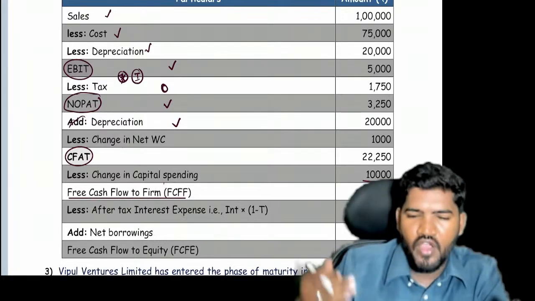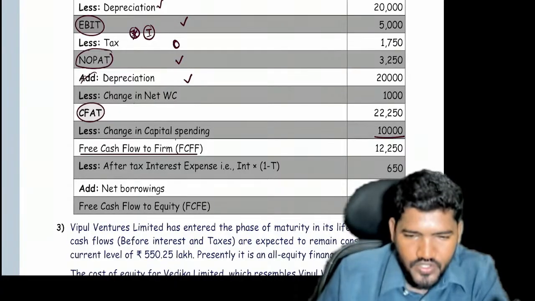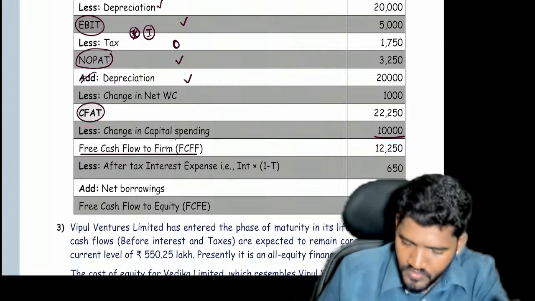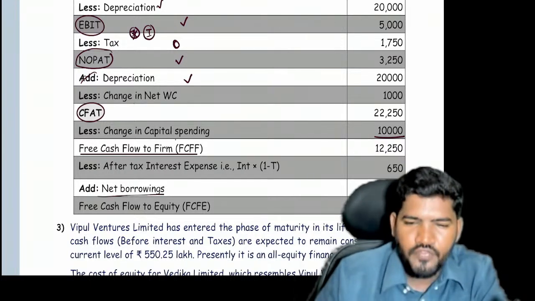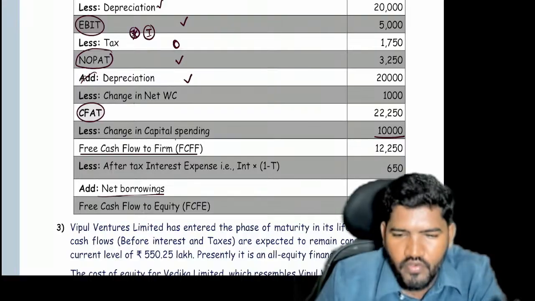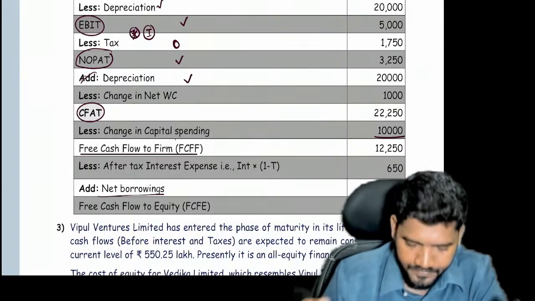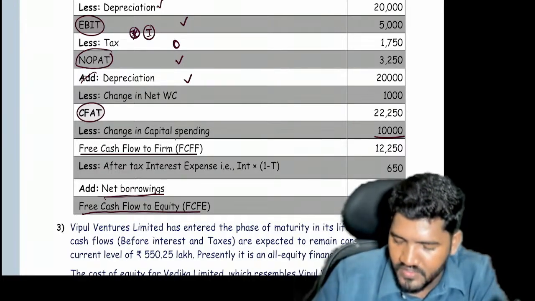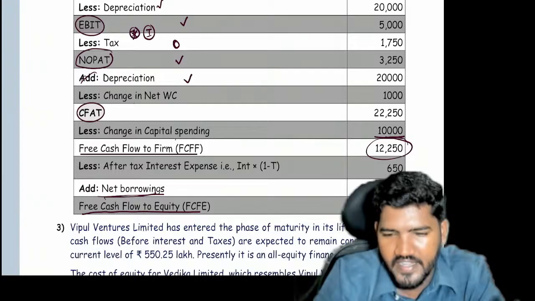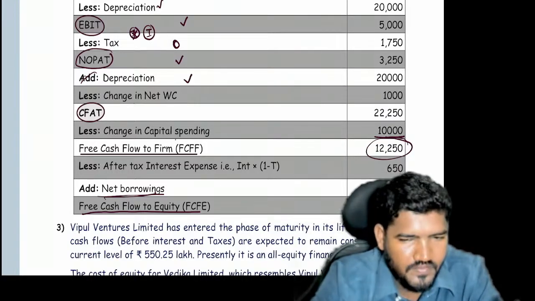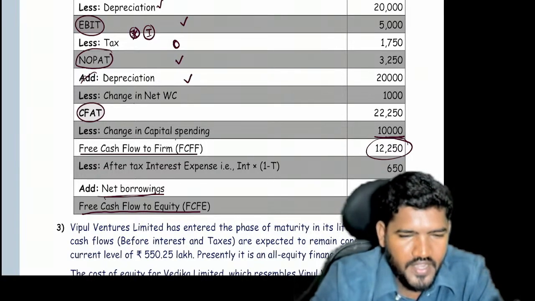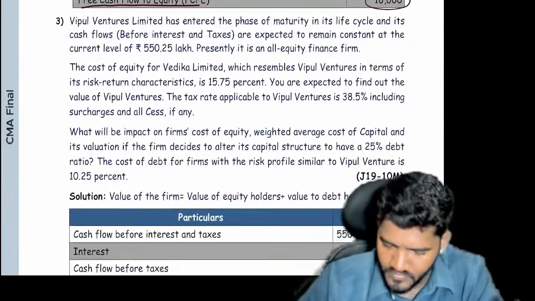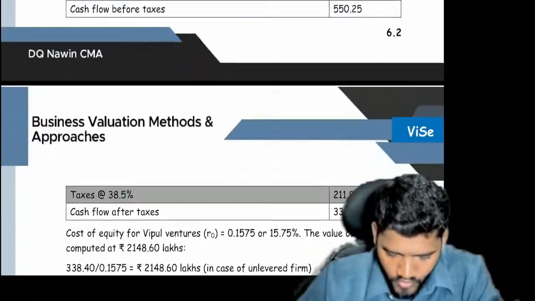In this FCFF, you have to settle the debenture holder. Don't take interest directly, you have to consider net interest, which means interest times (1 minus tax). Next, borrowings. If it is positive, it means inflow of borrowing is more and outflow is less. Because of the inflow, you have to add net borrowings. So you will get FCFE: 16,600 and 12,250. There is a chance of getting an MCQ of this kind for 4 marks. They will give that question and ask FCFF and FCFE for 2 marks. Hope you are clear. Next, the star problem is not required.